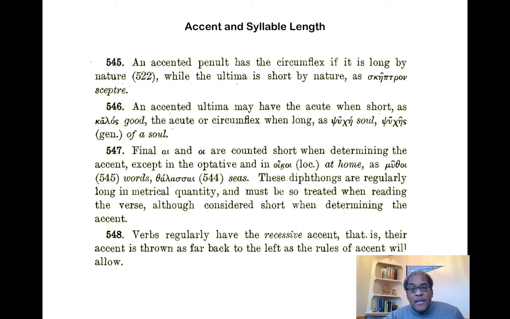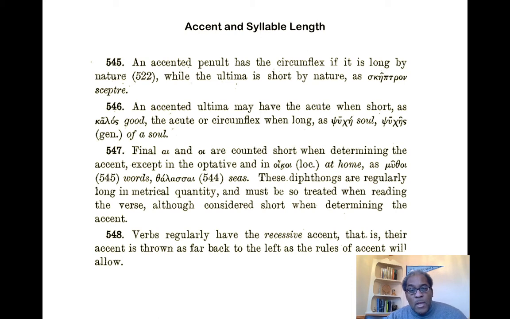Final ai and oi are counted short when determining the accent, except in the optative, except in oikoi, the locative, at home, and mutoi, words, dalasai, seas. These diphthongs are regularly long in metrical quantity and must be so treated when reading the verse, although considered short when determining the accent. So these have a dual nature. For metrical purposes, they are long, but when figuring the accent, they are short.